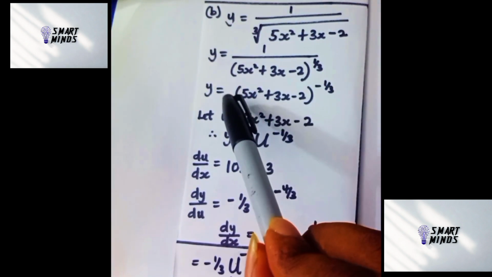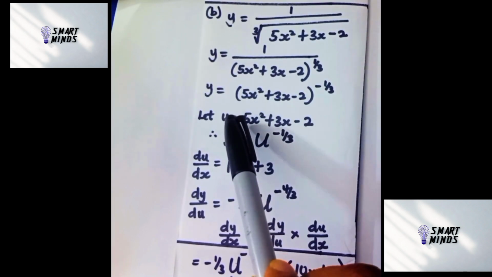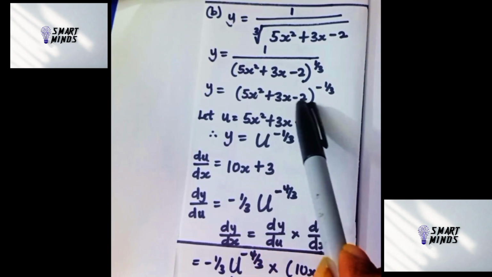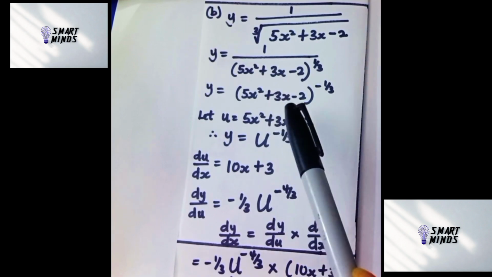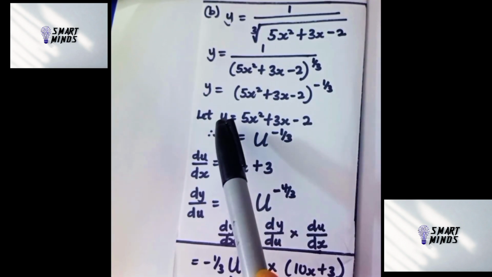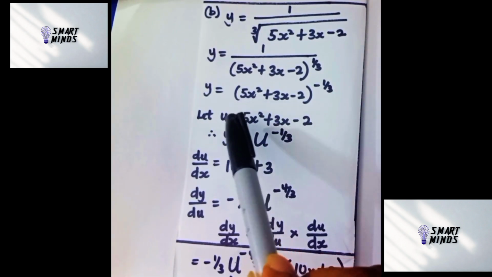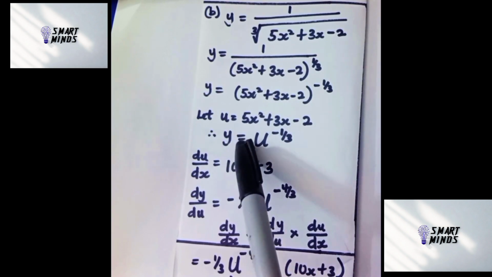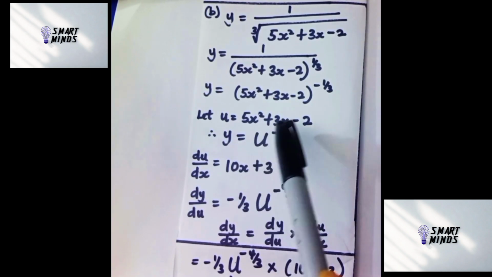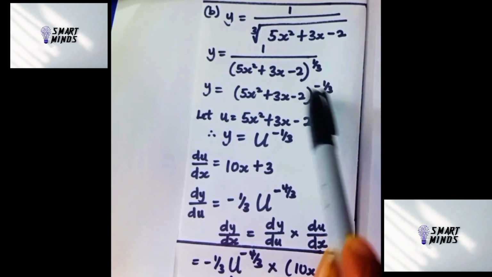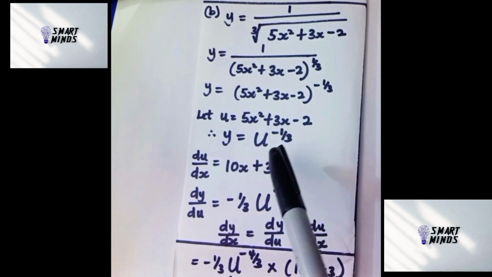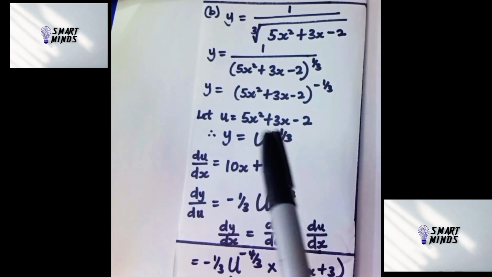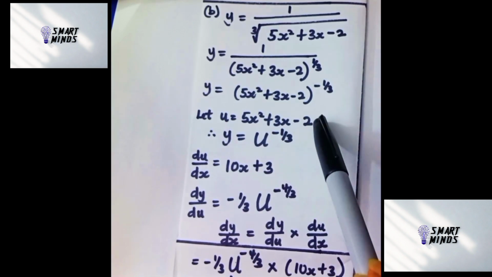Okay, so now that I've rewritten it, I let u represent everything we have in the bracket. So what are the terms in the bracket? 5x squared plus 3x minus 2. Alright, so I need to bring in u, so that becomes y equals u raised to power minus 1 over 3. Okay, now the first thing we want to do is to differentiate u with respect to x. So let's differentiate u with respect to x, and that will be done from here.